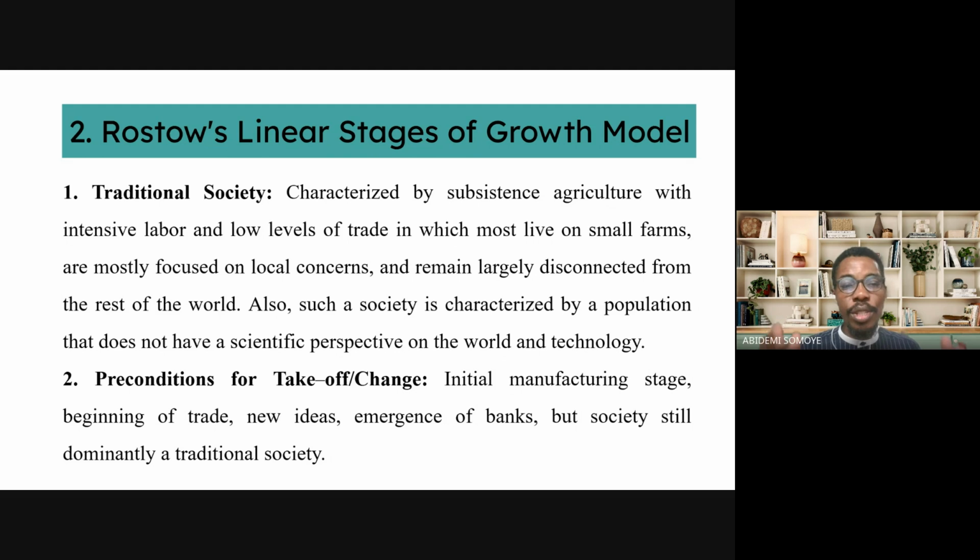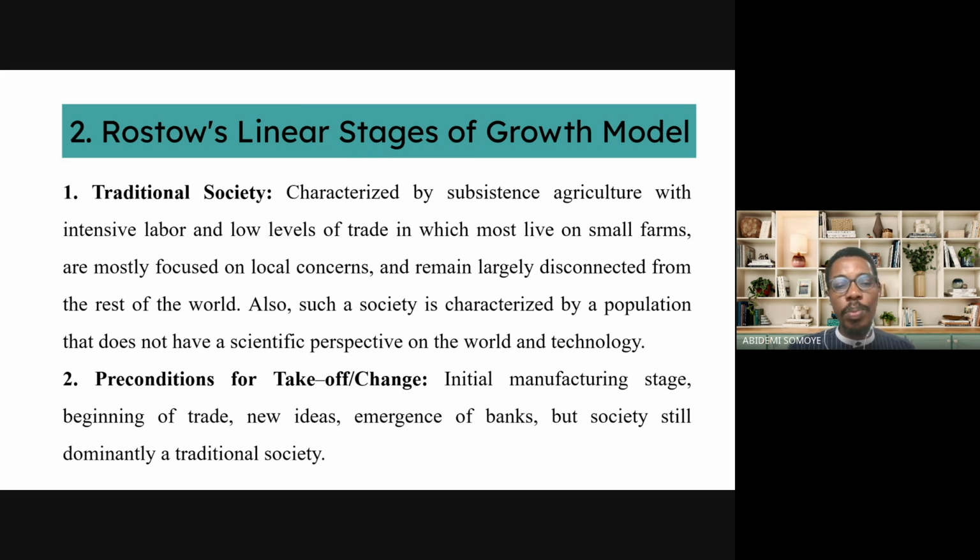A traditional society is characterized by subsistence agriculture with intensive labor and low levels of trade, in which most people live on small farms, are mostly focused on local concerns, and remain largely disconnected from the rest of the world. Such a society is also characterized by a population that does not have a scientific perspective on the world and technology. They are not open to what is happening around the world. They are still engulfed within their local community.